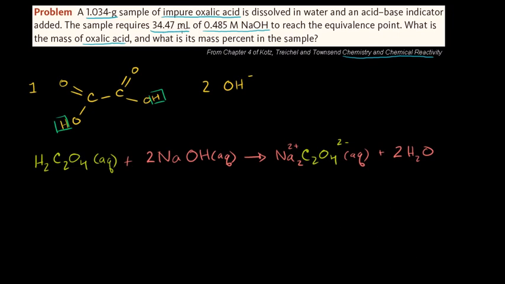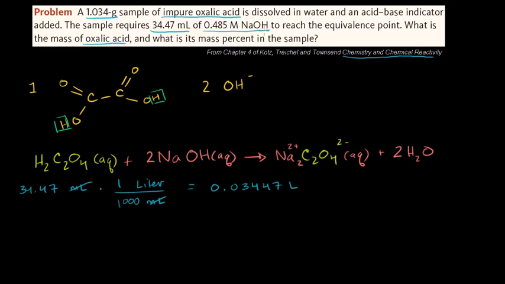We have 34.47 milliliters of the solution that has the sodium hydroxide. And I'm just going to convert that to liters just so that it's easier to deal with the molarity. So we have 34.47 milliliters of this solution. Let's multiply by 1 liter for every 1,000 milliliters. The milliliters cancel out. 34.47 divided by 1,000 is 0.03447 liters of this 0.485 molar sodium hydroxide solution.